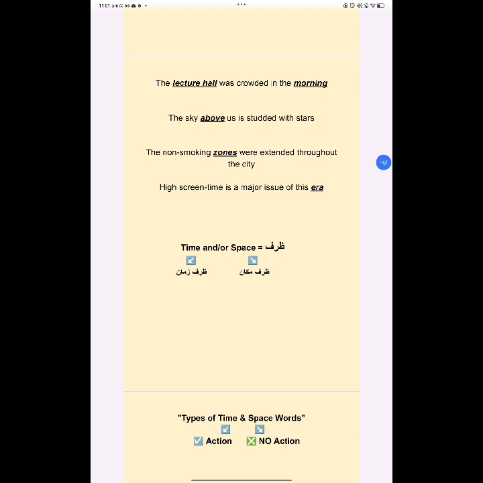And finally, high screen time is a major issue of this era. All right. So the word era is actually telling us about the time. All right. So therefore, it's going to be a zarf.